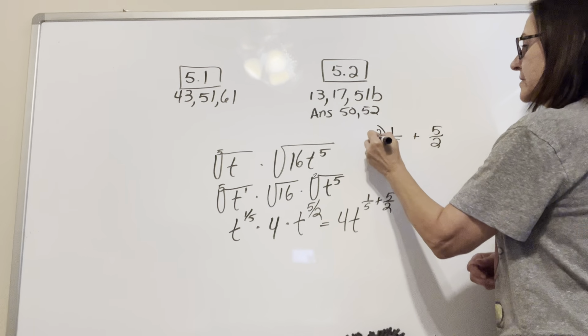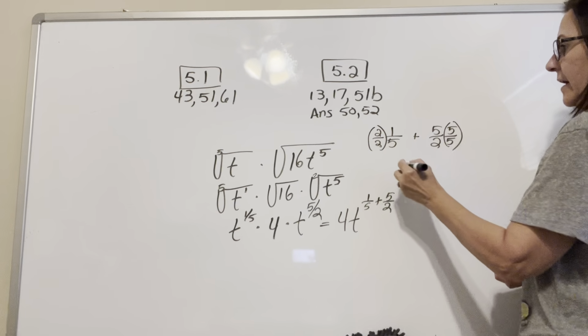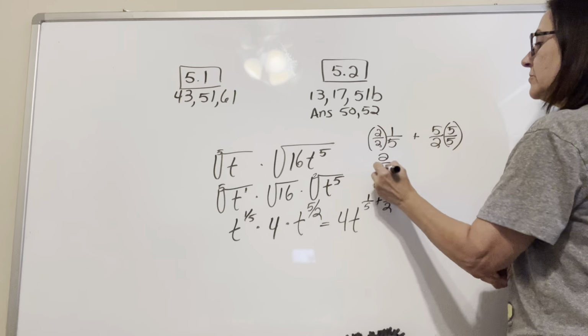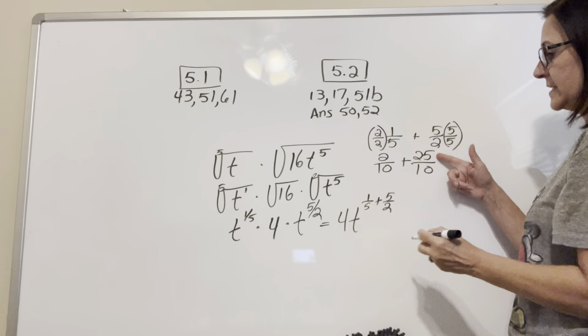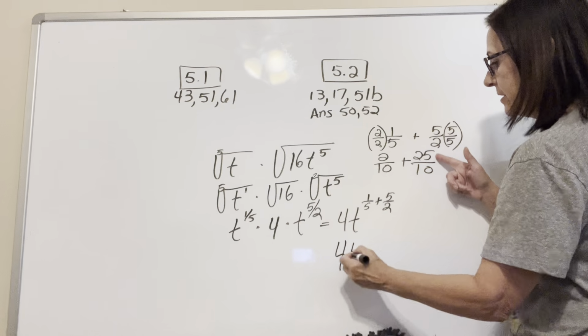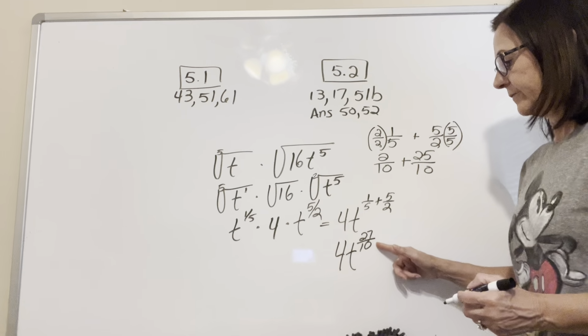So I'm going to multiply this first term by 2 over 2, this second term by 5 over 5, so that I have 2/10 plus 25 tenths, that's 27 tenths. So it's 4t to the 27 tenths. And I don't believe you can simplify that.